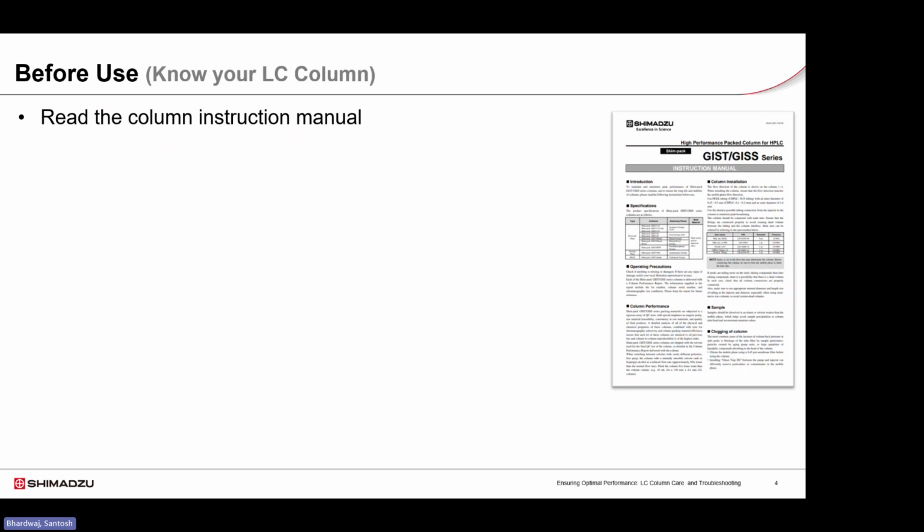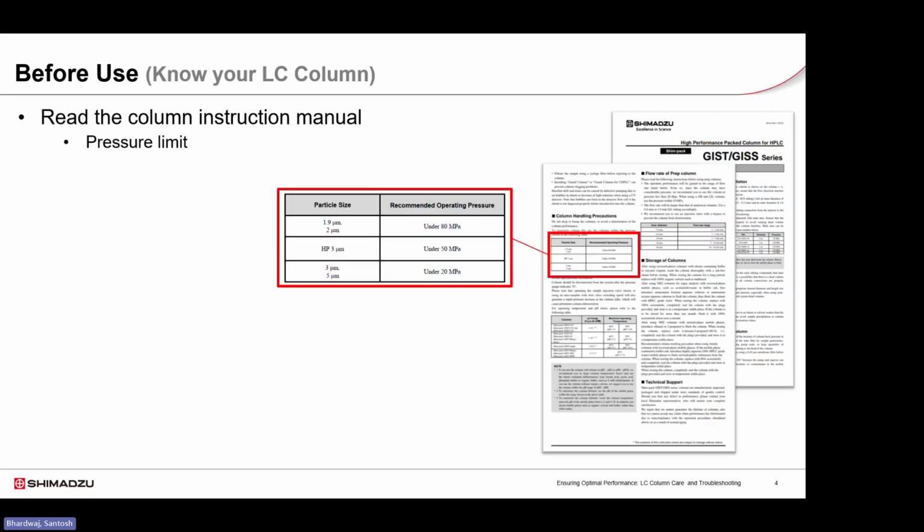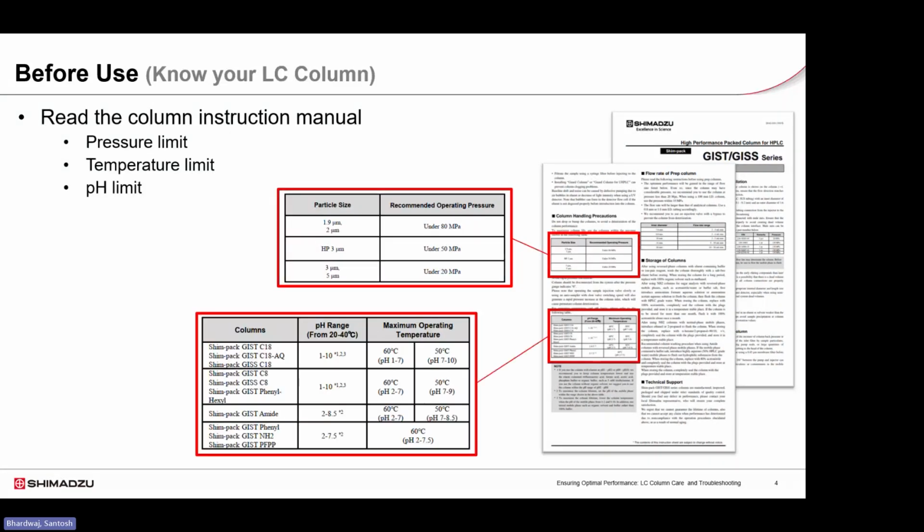Before using LC column, especially a new one, always read the instruction manual. This step is particularly important when you are using the column for the first time. The instruction manual provides the critical information such as the maximum pressure limit, the allowed temperature range, and the recommended pH range.